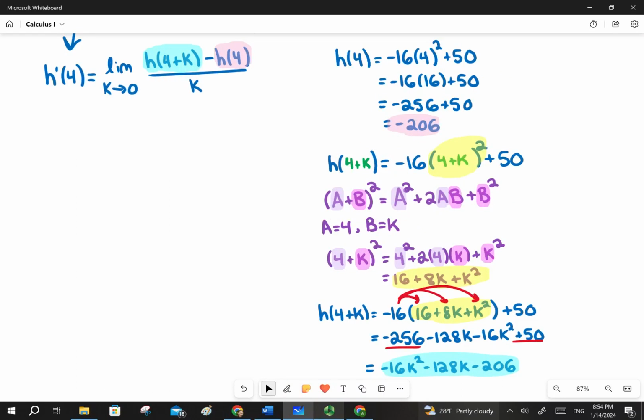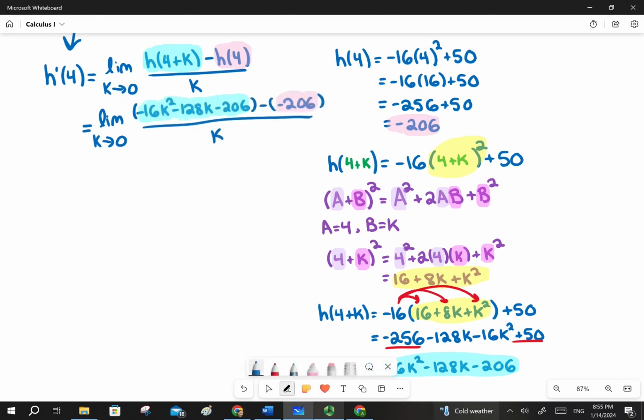H prime of 4 is the limit as k approaches 0 of h of 4 plus k minus h of 4 over k, which equals the limit as k approaches 0 of negative 16k squared minus 128k minus 206 minus a negative 206 all over k. The negative 206 terms cancel, which is always a good sign because that lets us cancel out a k from the numerator and denominator. Without that cancellation, we end up with 0 over 0 when we let k equal 0.